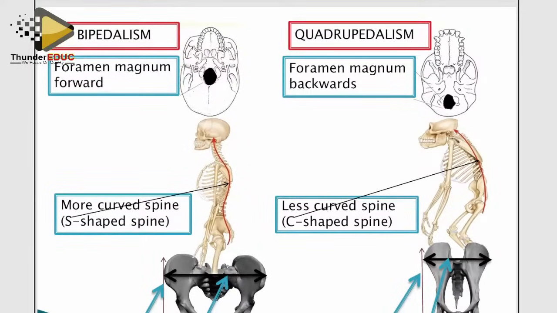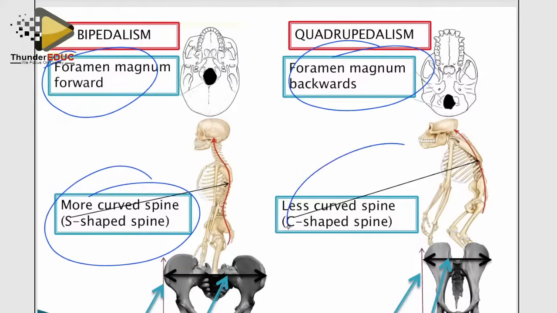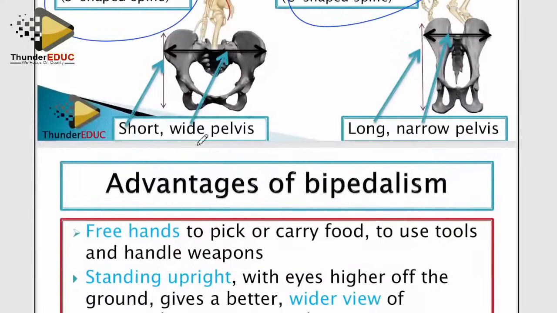So this is the difference between bipedalism and quadrupedalism. Foramen magnum forward position, foramen magnum backward position. S-shaped spine, C-shaped spine. Short and wider pelvis, long and narrow pelvis. So you have to know that.